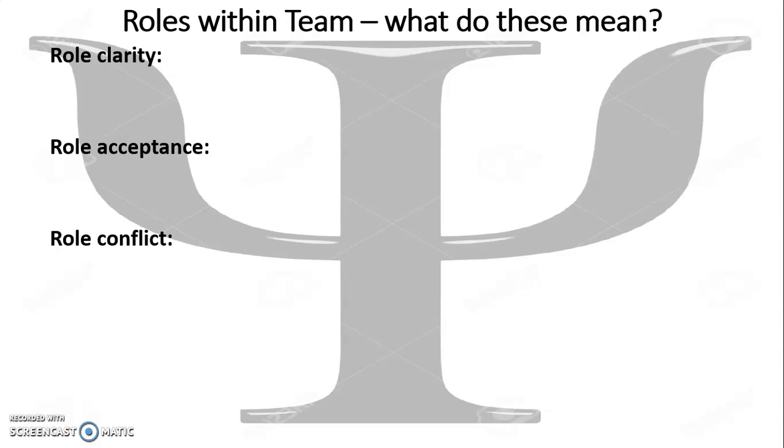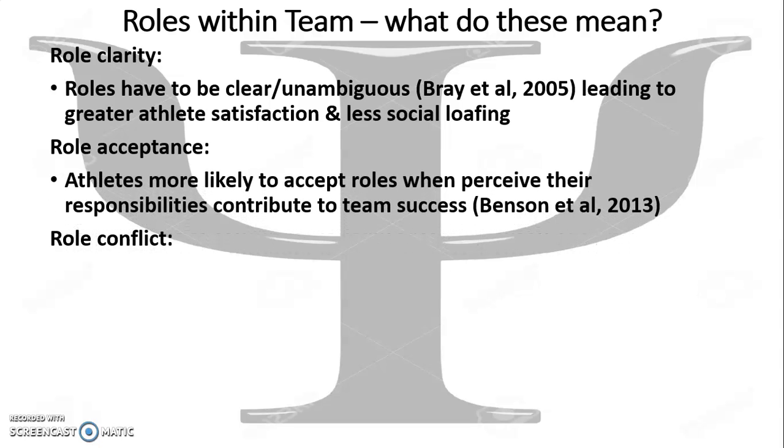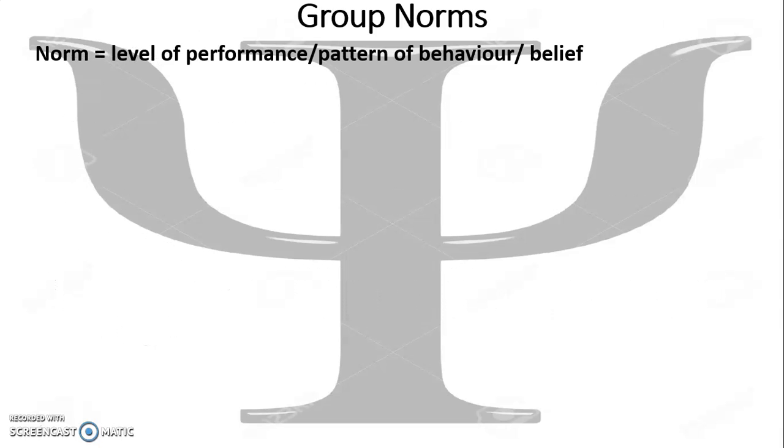Role clarity, role acceptance, role conflict, all very important. Role clarity, you need to be clear what you're doing. Okay, obviously if you're not sure, you're not going to do your job to the best of your ability. Okay, role acceptance, you're happy with what you're doing. You're not going to have a bit of a moan about it. You just get on with it and you see the team as being more important. And on the flip side, role conflict is where you're not happy, you don't accept it.